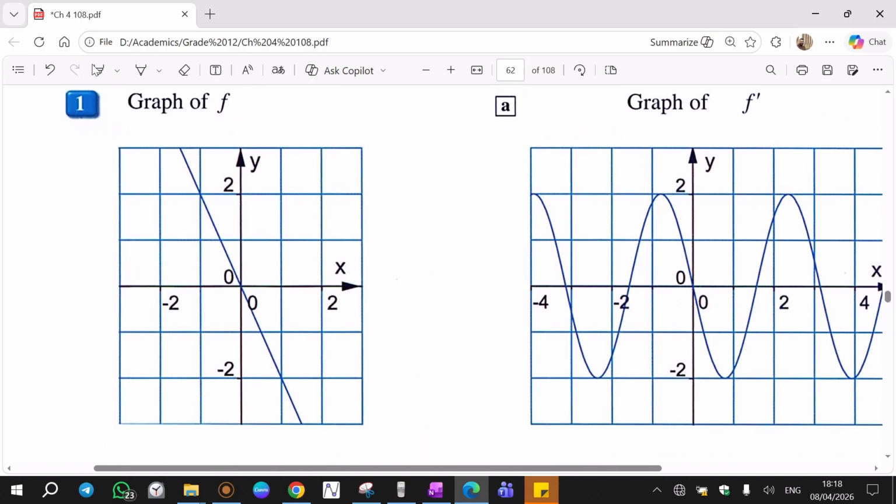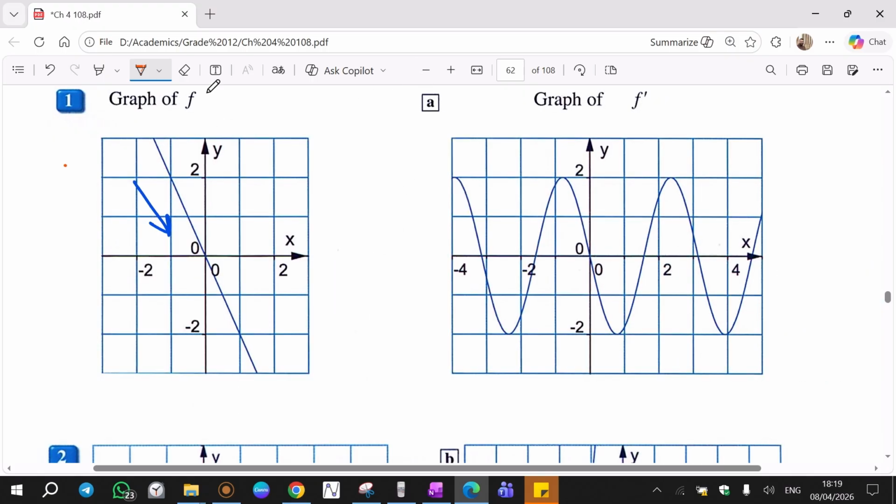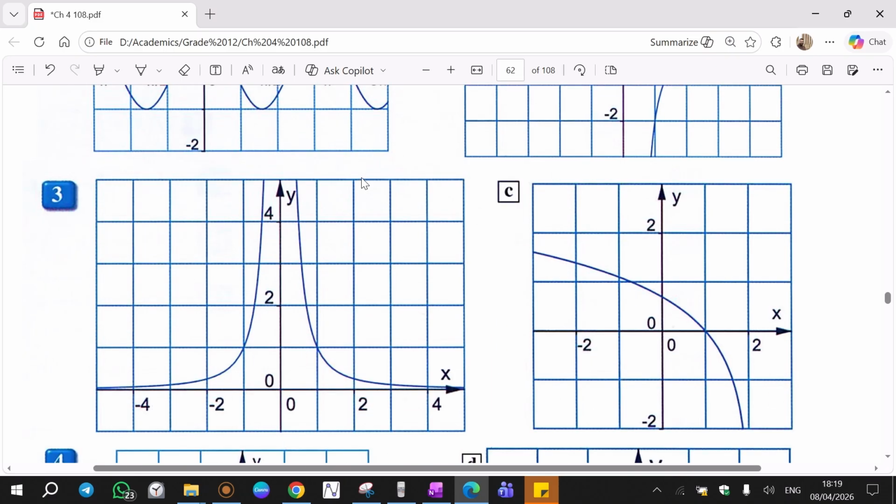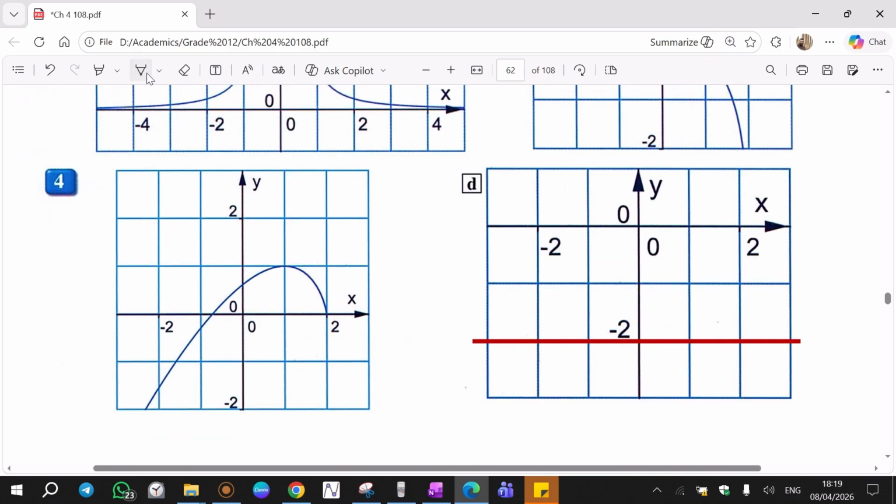This is a linear function. The function is always decreasing. So the derivative must be always negative. The function is linear, so the derivative must be constant. Derivative is always 1 degree less than the function. This function is x power 1. It is linear. So derivative will be constant, and graph of constant is a horizontal straight line, which is D. So number 1 belongs to D.